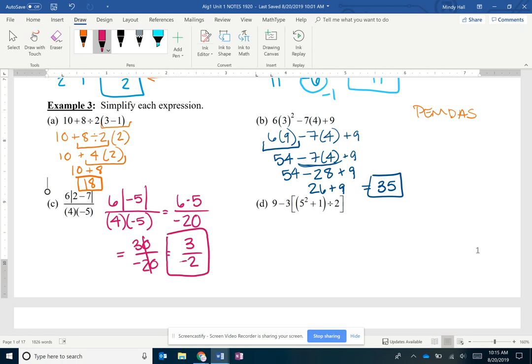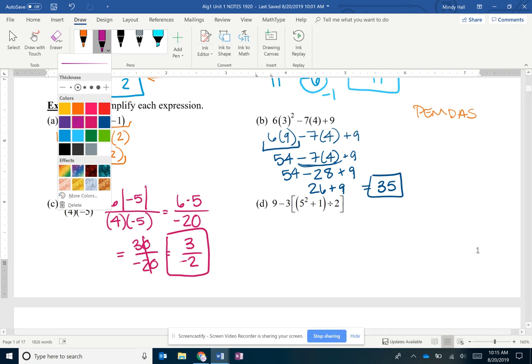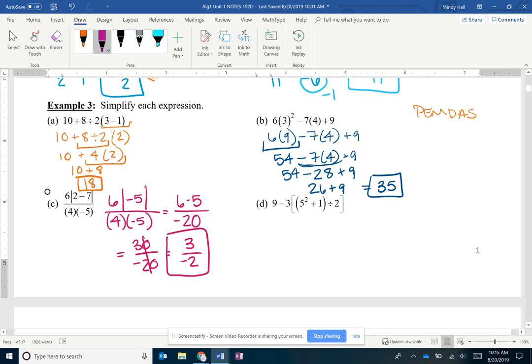Okay. So then, last but not least, we have one with brackets. Does not change how we do it though. So we start with the parentheses, which is this little bit in here. Since I have an exponent inside of the parentheses, I do take care of that. But we have 9 minus 3. 5 squared is 25 plus 1 divided by 2. Close my bracket. So then 25 plus 1 is 26. So I have 26 divided by 2.